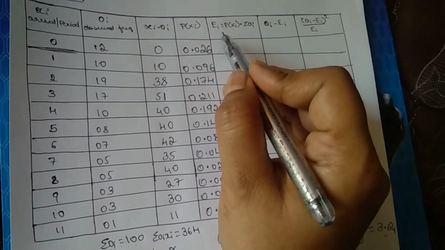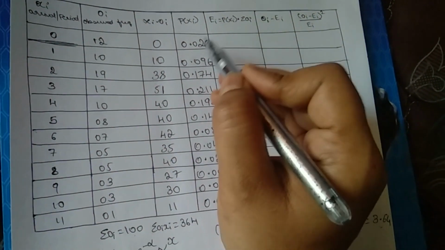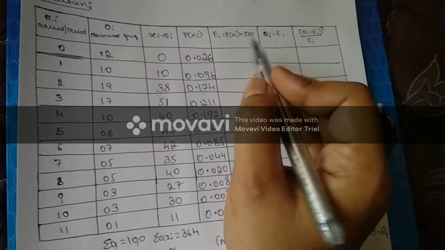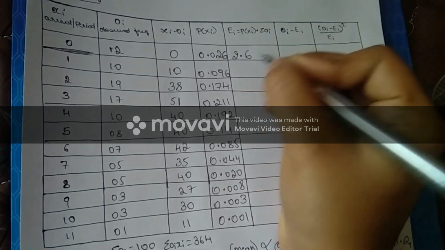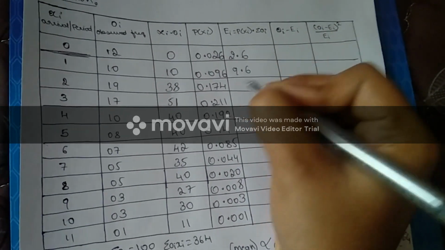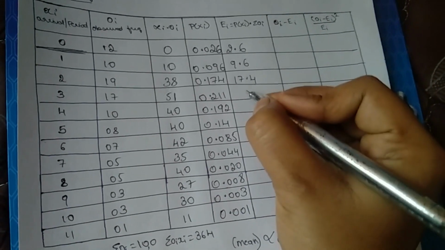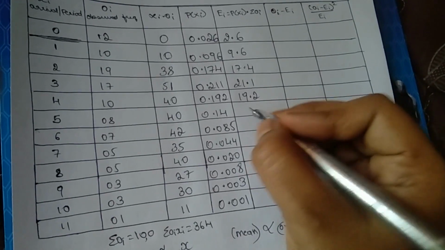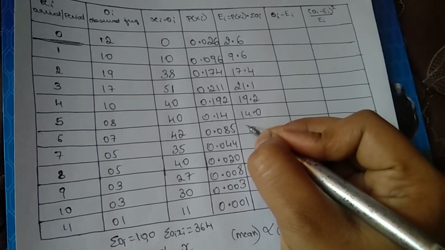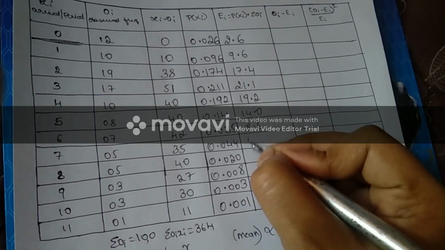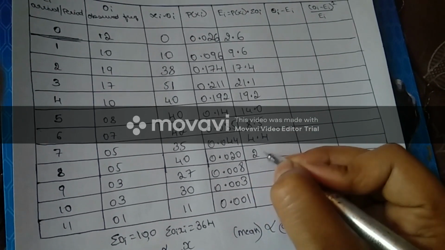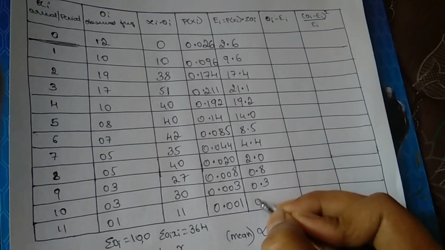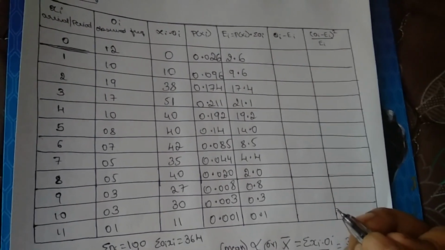Now you have to find out ei. What is ei? P of xi into summation oi. Summation oi is 100, that is 0.026 into 100. You will get 2.6, 9.6, 17.4, 21.1, 19.2, 14.0, 8.5, 4.4, 2.0, 0.8, 0.3, 0.1.